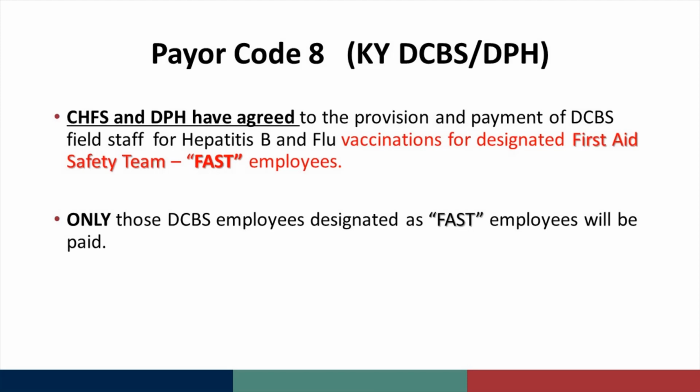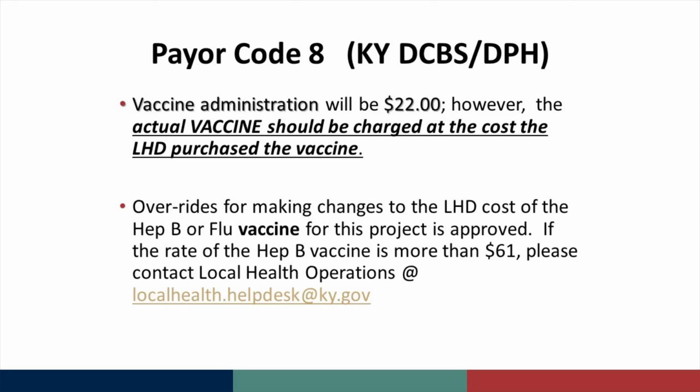The Cabinet for Health and Family Services and DPH have agreed to the provision and payment of DCBS field staff for hepatitis B and flu vaccinations for designated First Aid Safety Team, or FAST, employees. Only those DCBS employees designated as FAST employees will be paid. Vaccine administration will be $22. However, the actual vaccine should be charged at the cost the local health department purchased the vaccine for.